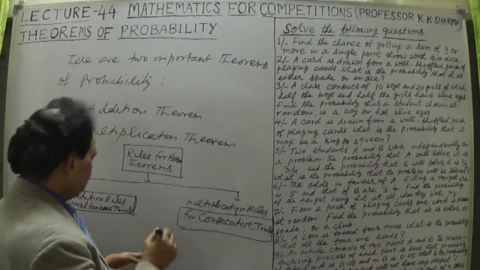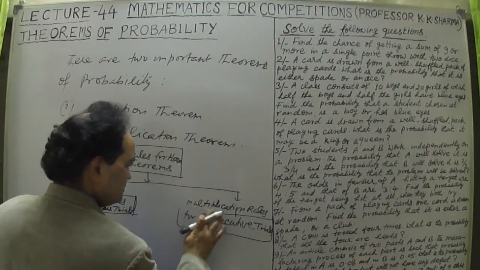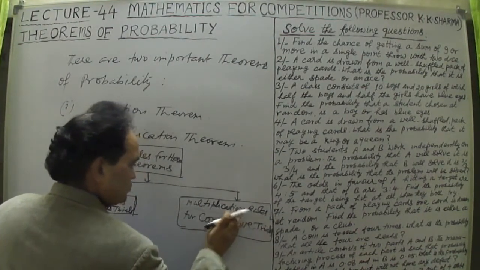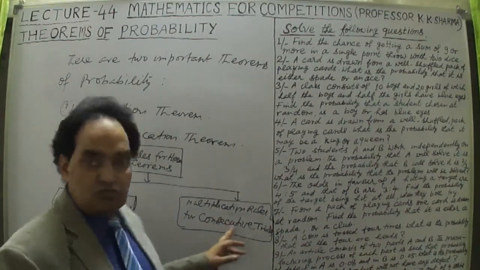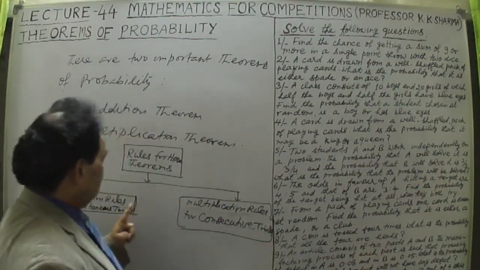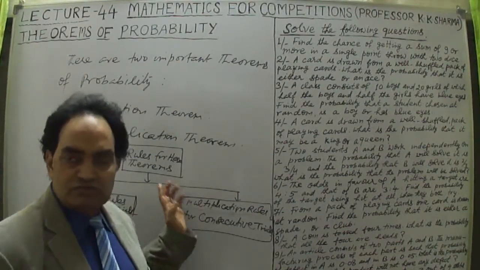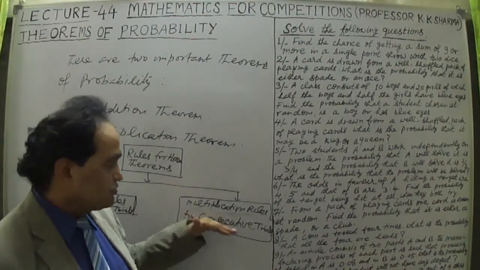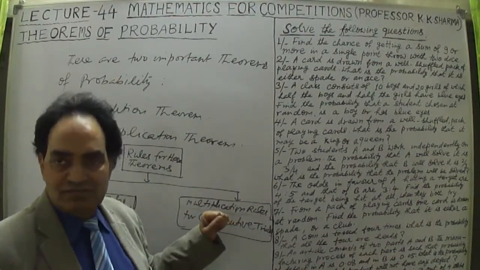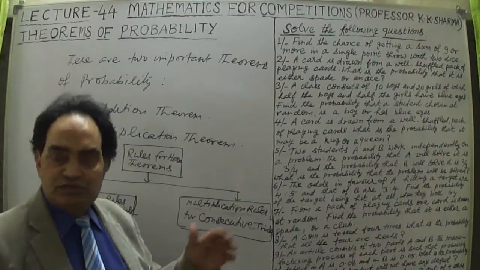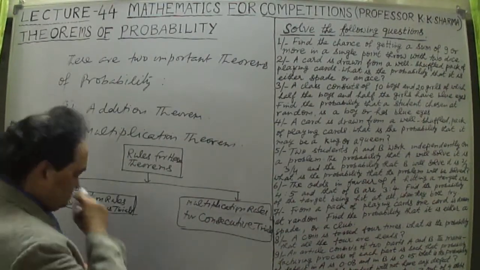Multiplication rules are for consecutive trials. And addition rules are for simultaneous occurrence of trials. Consecutive occurrence of trials means one after the other; simultaneous means they are happening together.